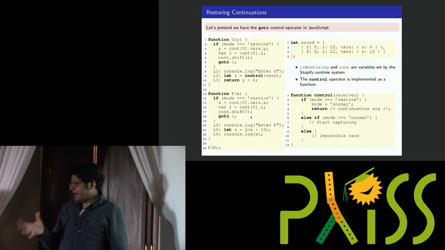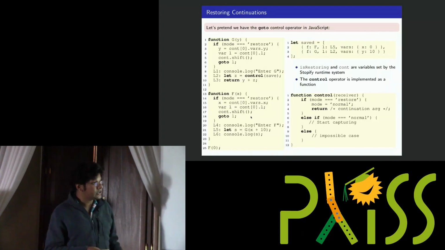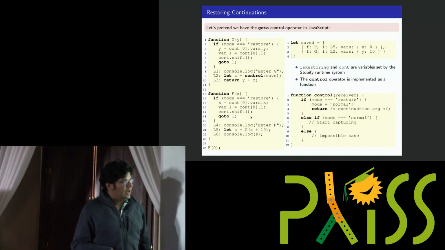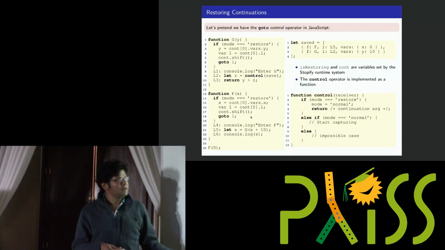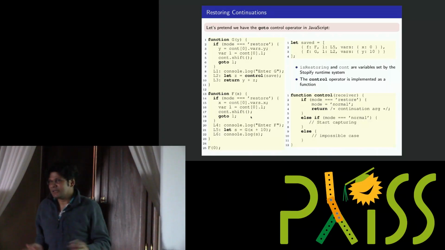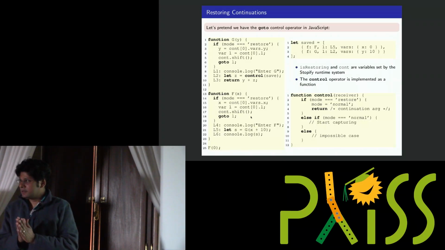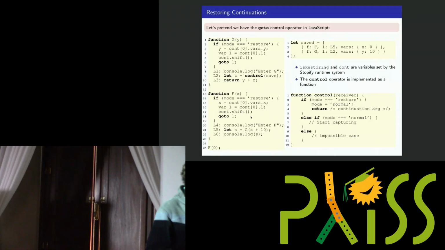So let's talk about how to actually implement control. So control, well, it's a primitive operator conceptually, but we implement it as a function. Basically, when restoring a continuation, it's pretty straightforward. If we're in restore mode, we switch the mode to normal and just return whatever value the continuation was applied to, right? So imagine that that's stored in a global variable somewhere in the runtime system. It doesn't have to actually be a global. Okay. Any questions on this? Right. We'll have to talk about what happens when we're actually capturing in a moment.